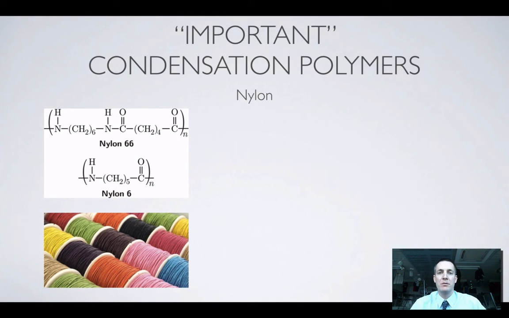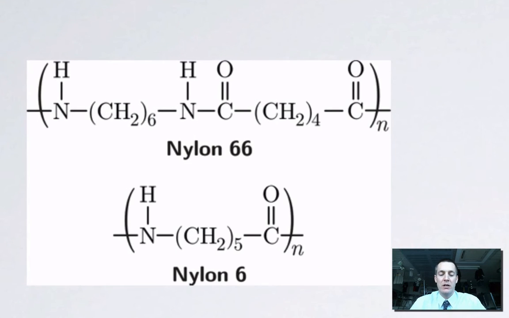Now we're going to have a look at a couple of important condensation polymers. Again, there's lots of these, but we've narrowed it down to the ones that are in the waste syllabus. And first of all, we're going to look at nylon. Now, might be worth spending a little bit more time here on the structure of nylon. We've got two different kinds here. Okay, nylon 6,6 and nylon 6.